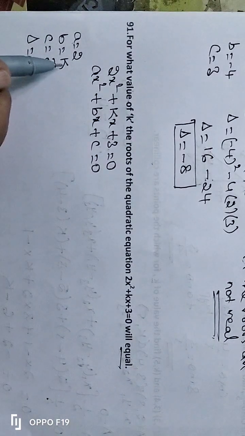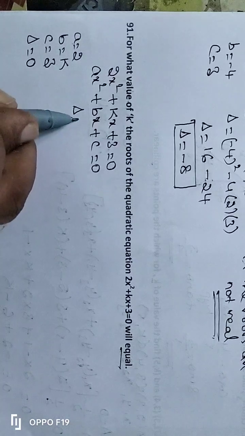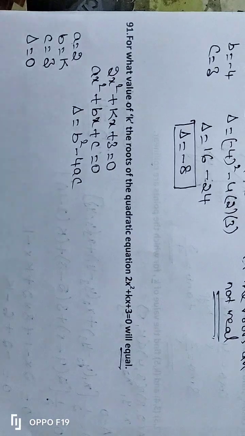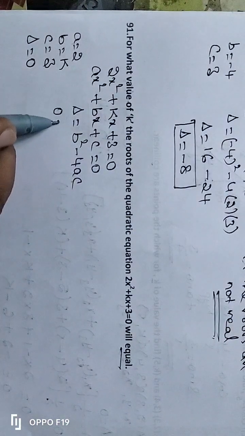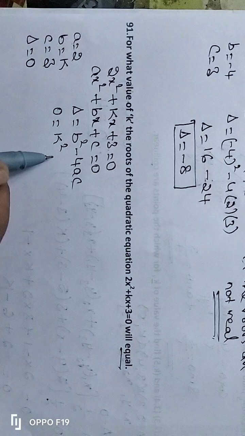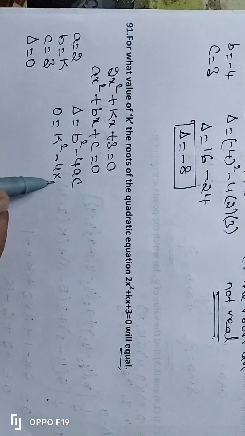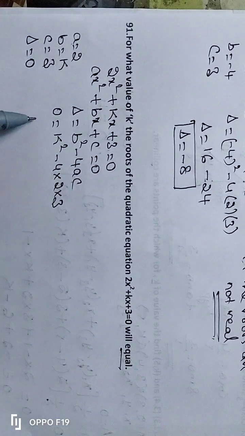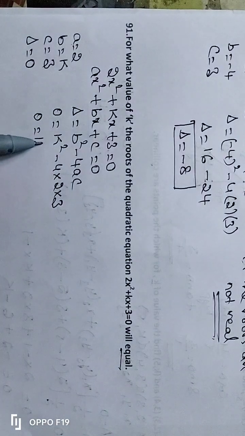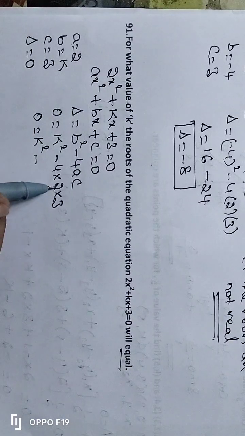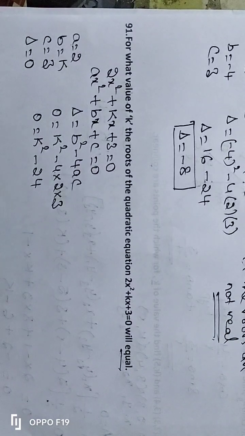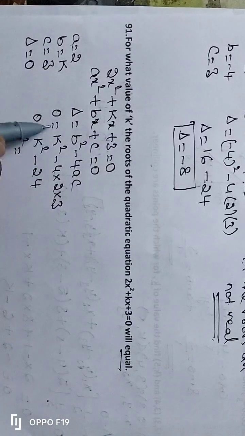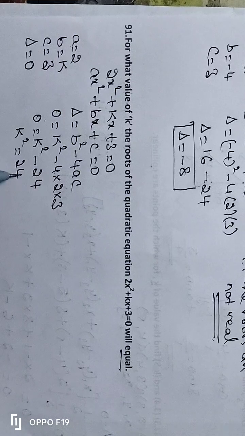Now we have to find the value of k. So what is the discriminant of the quadratic equation? Delta is equal to b square minus 4ac. Delta means 0 is equal to b square means k square, minus 4 into a means 2 into c means 3. So 0 is equal to k square minus 4 2s are 8, 8 3s become 24. So k square is equal to, you shift minus 24, it will become 24.